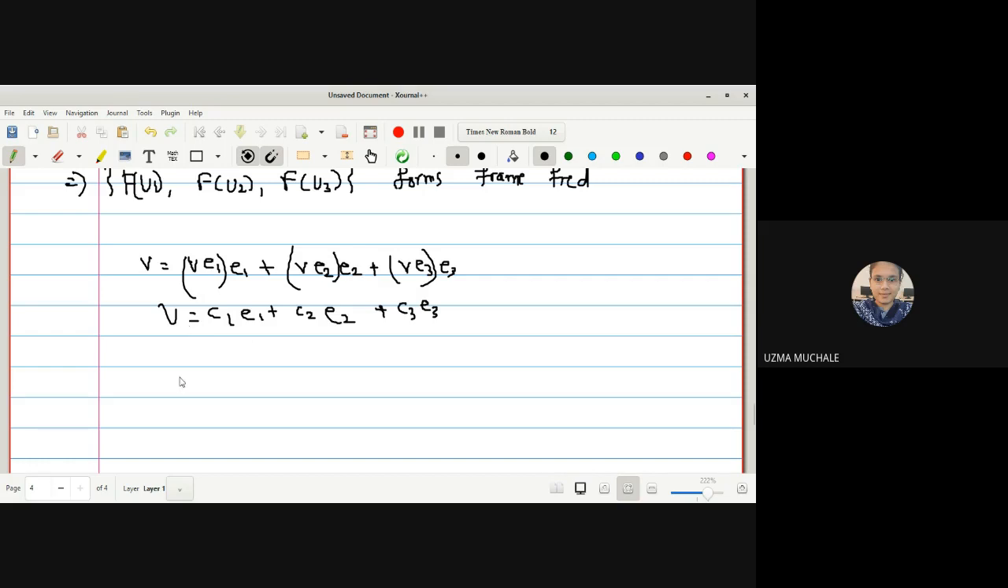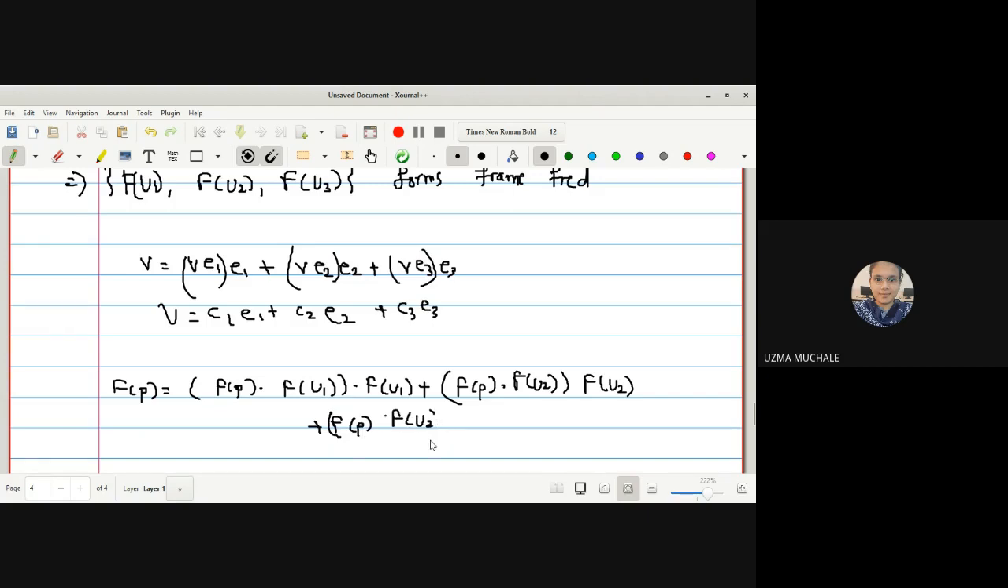Okay, so the same theorem I can apply, as it is forming a frame field. We can say any vector Fp can be written as a linear combination: Fp dot product with Fu1 times Fu1, plus the next term, Fp dot product with Fu2 times Fu2, plus Fp dot product with Fu3 times Fu3.